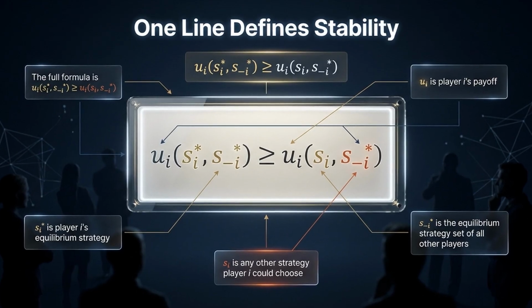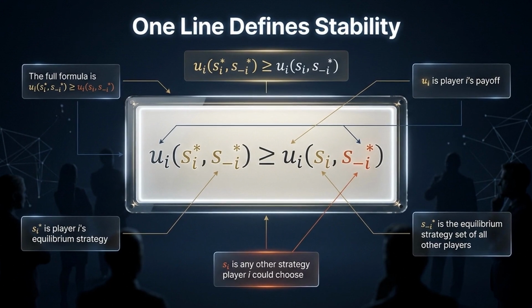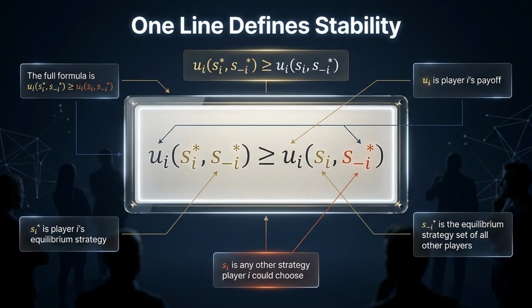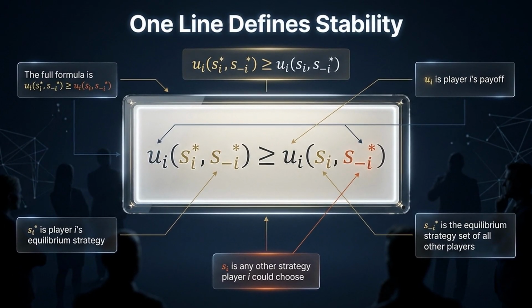Most bad strategy starts with a private wish. Good strategy starts with the full board. The smartest move is often not the move that looks best alone. It is the move that still looks good after everyone has answered.